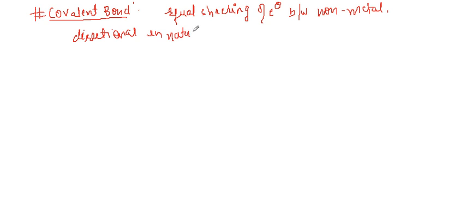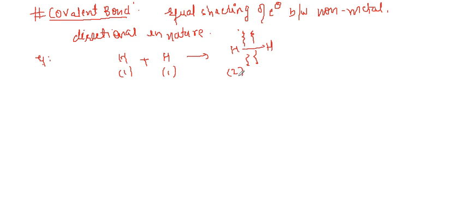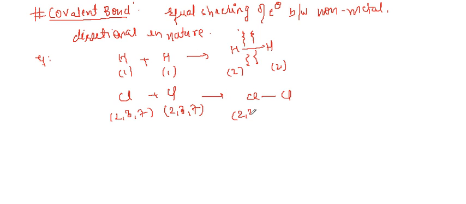So we know, for example, when hydrogen combines with hydrogen, with atomic number Z equal to 1, it forms H2. Here net energy is released, and it has 2 electrons. Next is Cl and Cl. Cl plus Cl, each has 2, 8, 7, and then it forms Cl2. Then it is again 2, 8, 8 through the sharing of electrons.